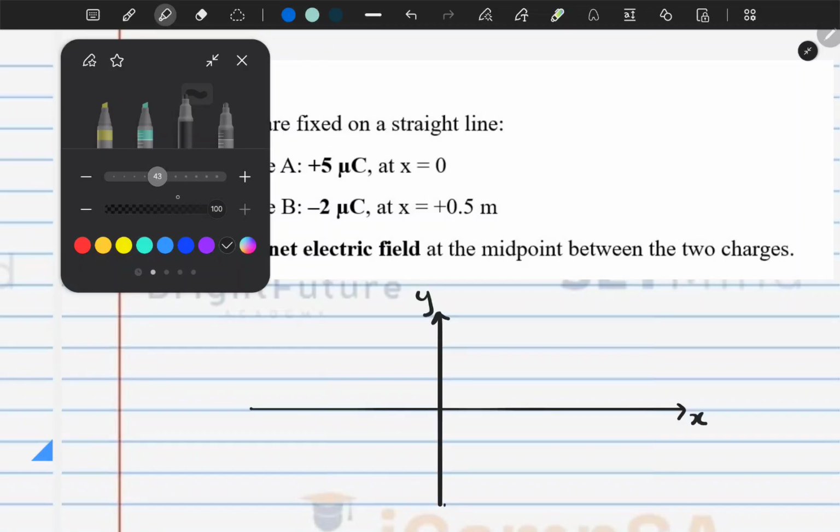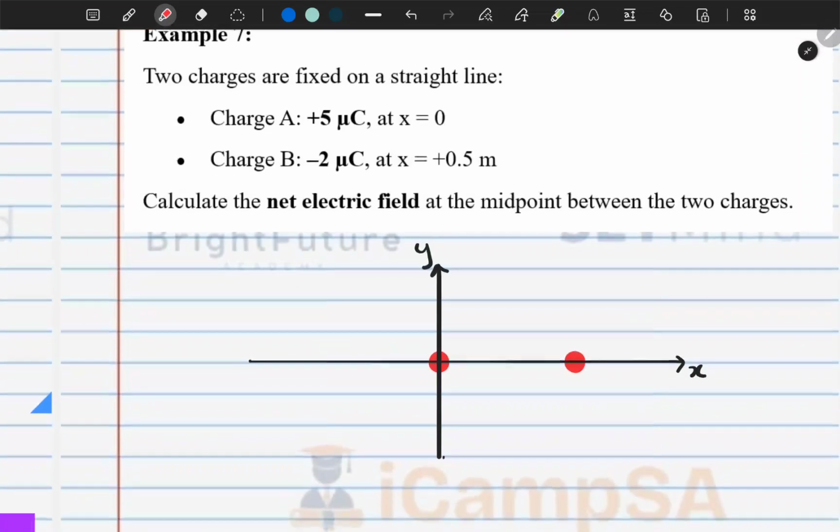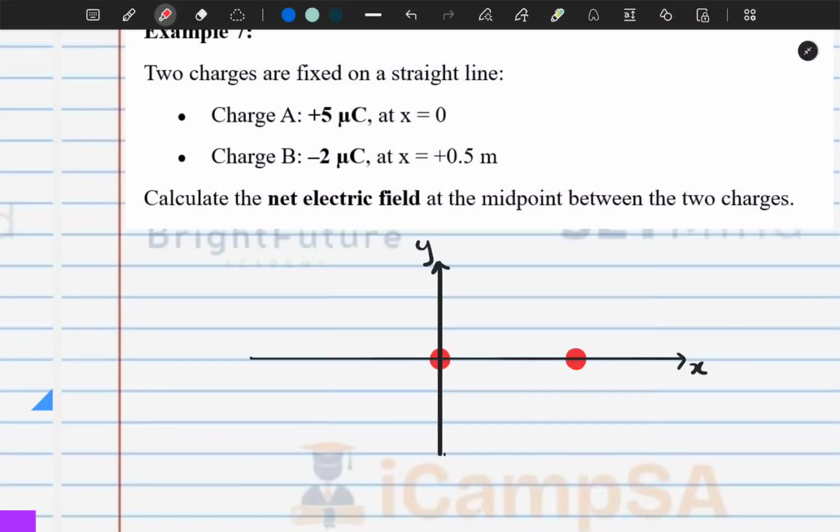What they're saying is the first charge, let me change color and make them red so you can see them, is here at 0. This is the origin, is it not? So it's at the origin. And the second charge is a distance away from the origin. Since it's plus, it means it's on the right, because when you go to the right of the x-axis, we are talking about positive. Another way to think about it is that charge A is your reference point, and you measure a distance from charge A to charge B. If you remember grade 10 reference points.